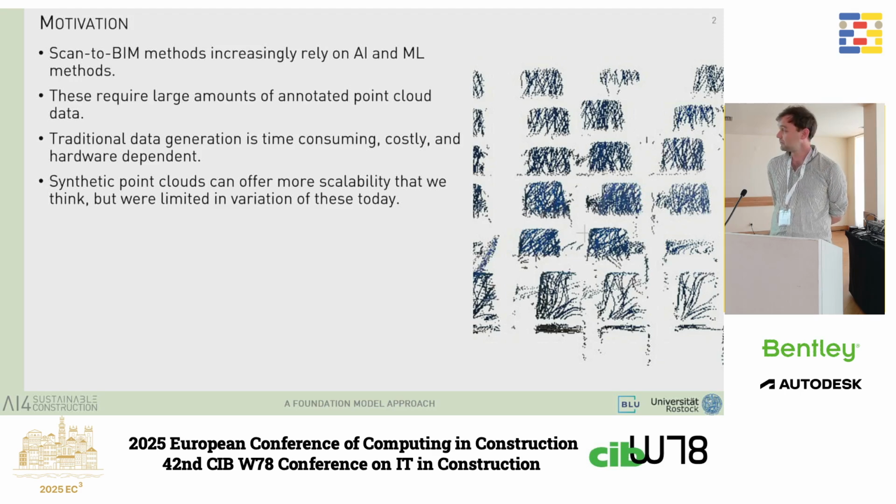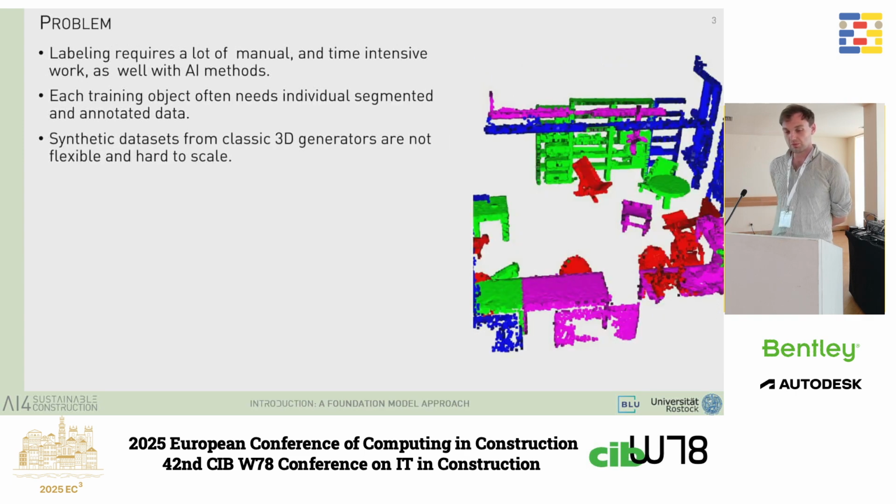So the last point is that synthetic point clouds can offer more scalability, we think, but they were limited in their variation. So we have one object and we can't vary the point cloud object, like making it bigger or something different. And what is the problem with it?